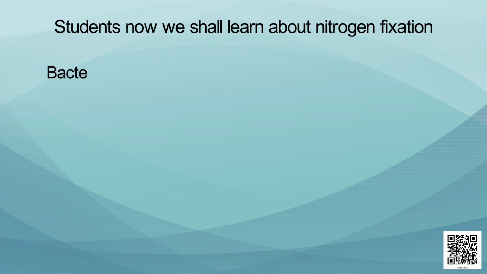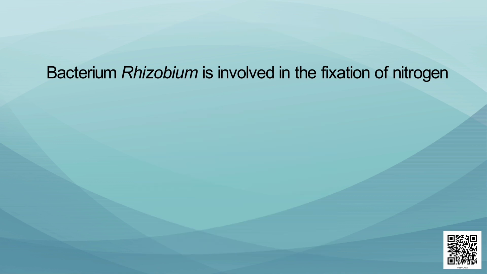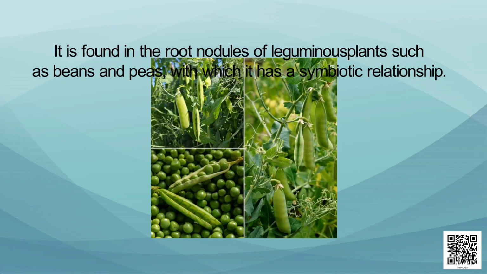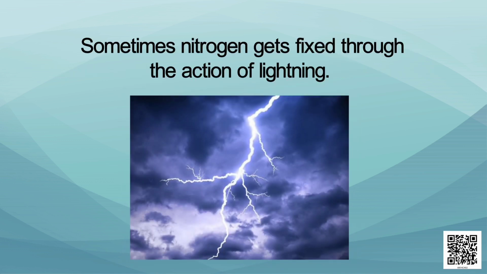Students, now we shall learn about nitrogen fixation. The bacterium Rhizobium is involved in the fixation of nitrogen, and it is found in the root nodules of leguminous plants such as peas and beans, with which it has a symbiotic relationship. Sometimes nitrogen gets fixed by the action of lightning also.